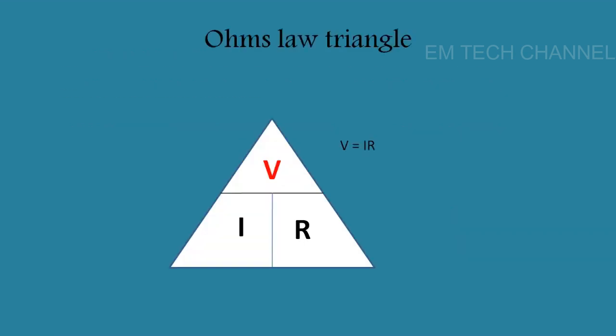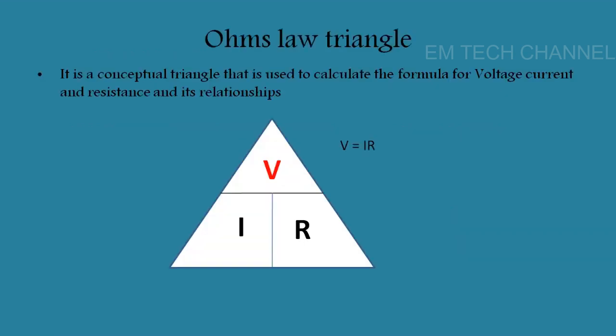This is the Ohm's law triangle. It is a conceptual triangle that is used to derive the formulas for voltage, current and resistance and their relationships. For example, if I want to find the voltage V, just hide the V here. What will be there? I R. So I into R: you can see here V equal to IR. Next, if I want to find the value of I, hide the I here. What is remaining? Above is V and at the bottom is R. So the equation becomes I equal to V by R. In the same way, if I want to find the resistance, hide the R. What will be there? On top there is V and at the bottom it is I, which means R equal to V by I.